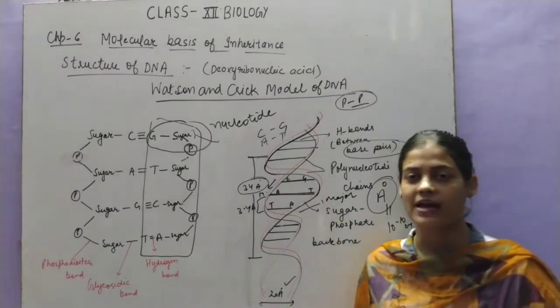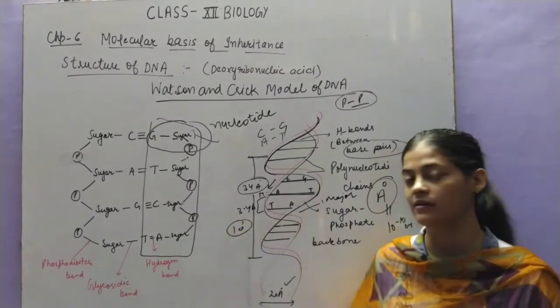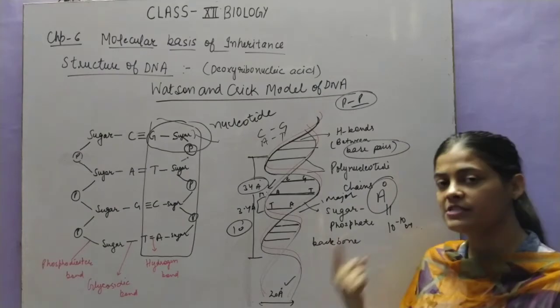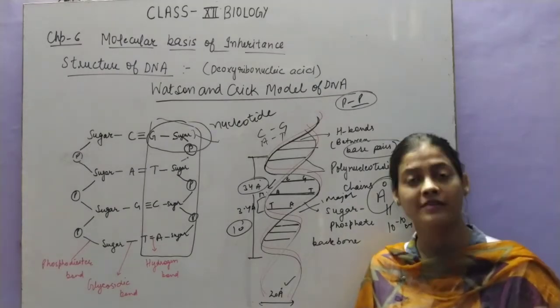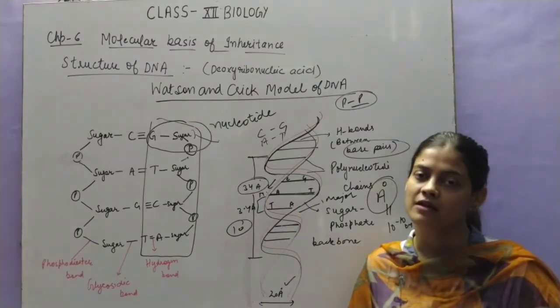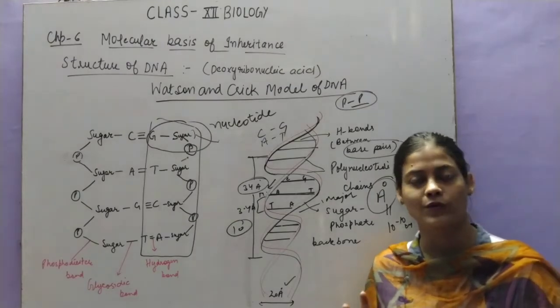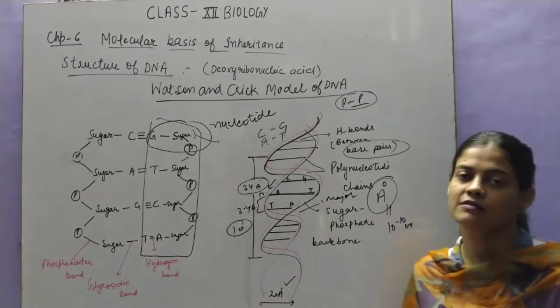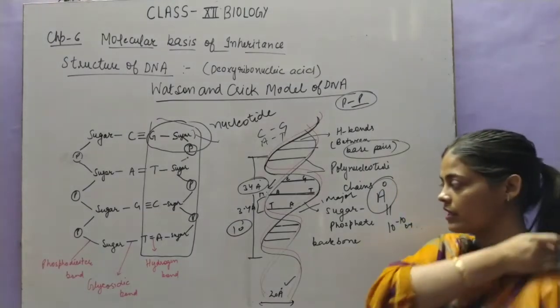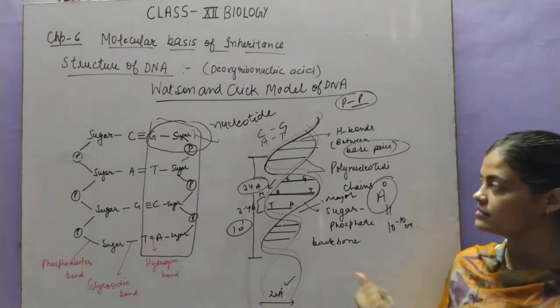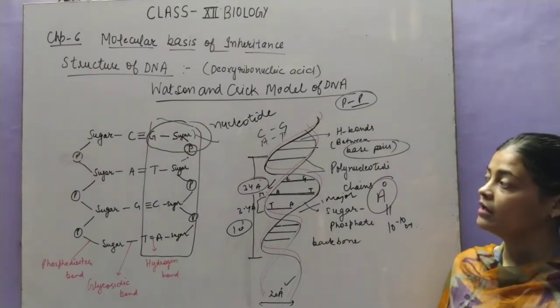क्योंकि एक complete spiral में कितने base pair होते हैं, 10. This is always fixed. एक complete spiral में how many base pairs are there? 10, and total distance is 34 angstrom. So distance between two nucleotide or base pair is 3.4 angstrom. ठीक है. So this is the Watson and Crick model of DNA.